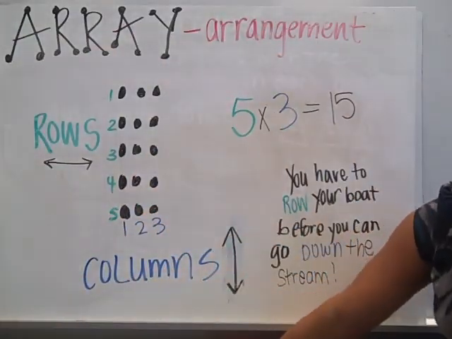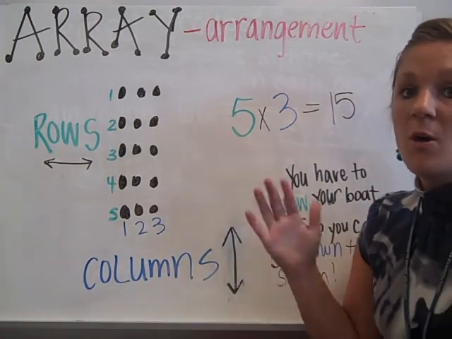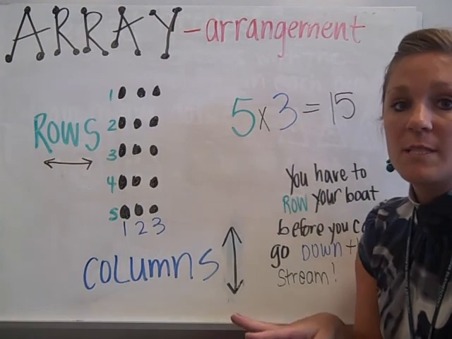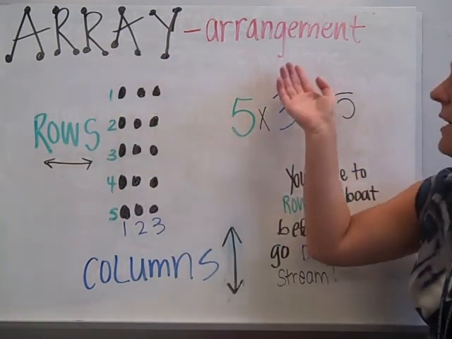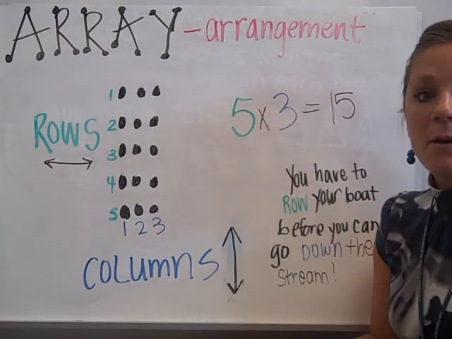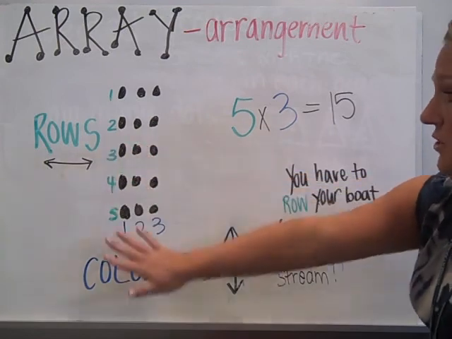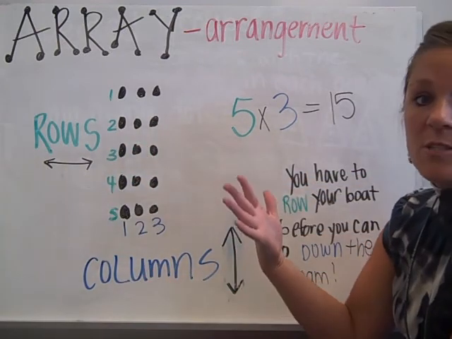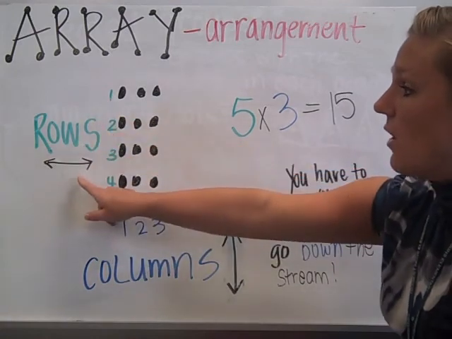Alright, array. This is how we're going to start to look at some of our multiplication problems. We've already done repeated groups and equal shares, and now we're going to talk about an array. Array is simply an arrangement, okay? It can be of numbers, it can be shapes, it could be dots, anything. What you need to know about an array, though, is that there's a specific way we have to write the equation. Okay, there are what we call rows.